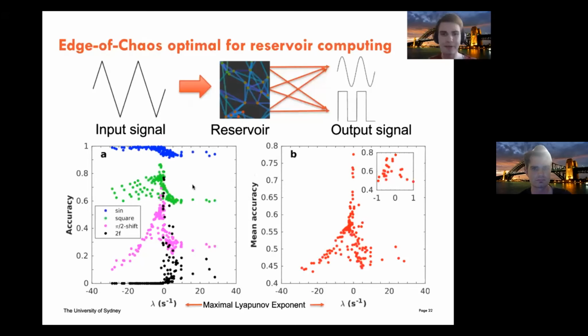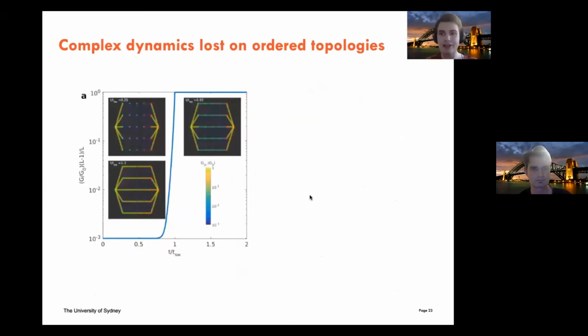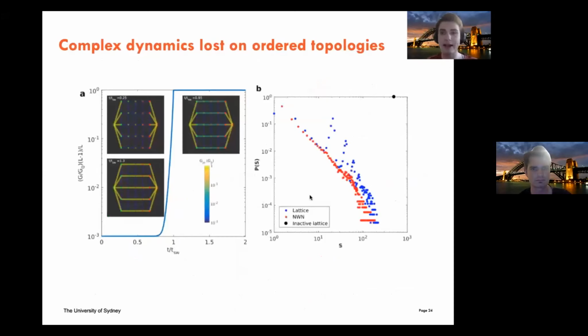And when we do this, we find that the information processing given by the accuracy is optimized when we use network states where the Lyapunov exponent is close to zero. And this is most notable by looking at the mean accuracy. And this is suggestive that maybe being close to the critical point of a transition gives optimal processing, like is seen in the brain.